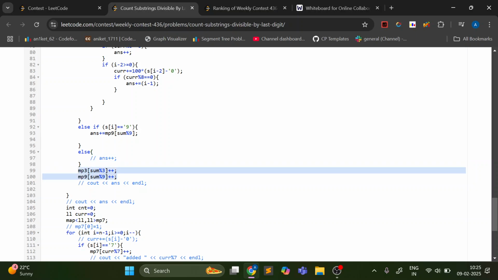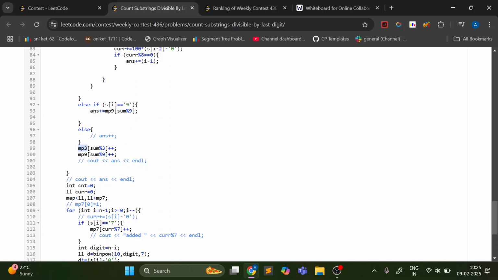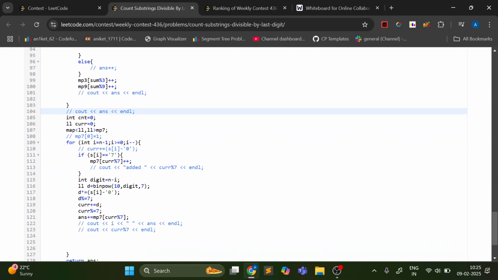So after each iteration, I am updating sum mod 3 in MP3 with 1, sum mod 9 in MP9 with 1. So here we handled all the cases where the last digit was from 0 to 9 except 7. Now for 7, I have declared a map MP7.